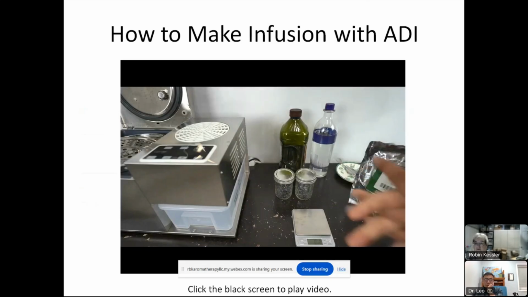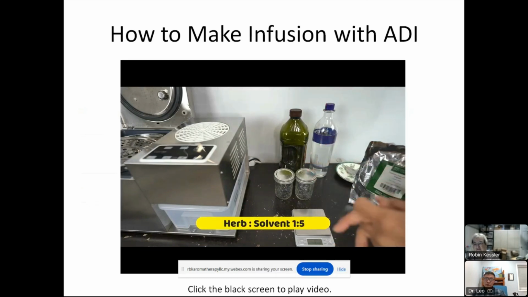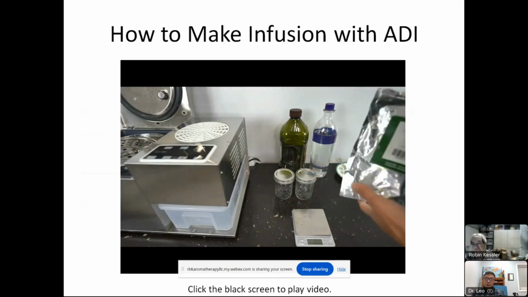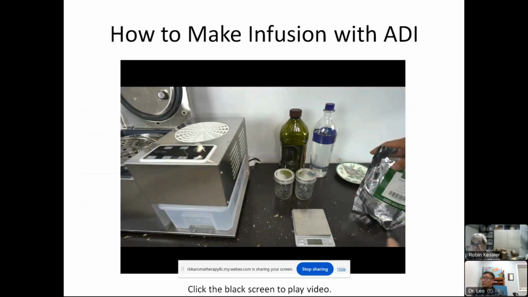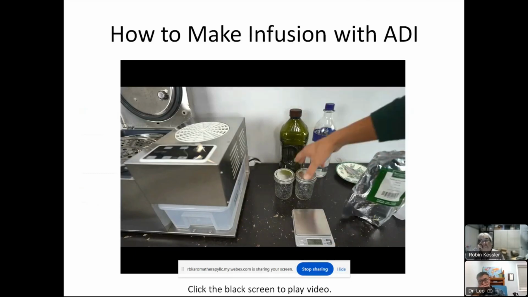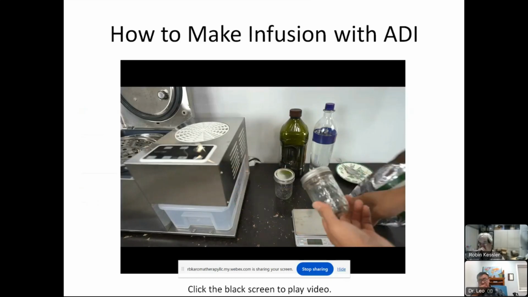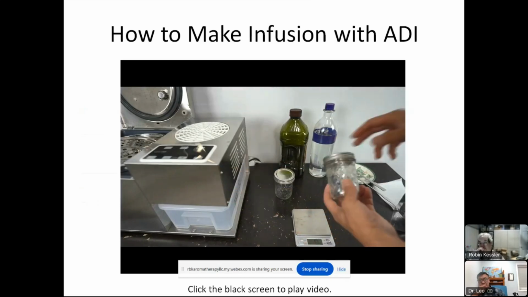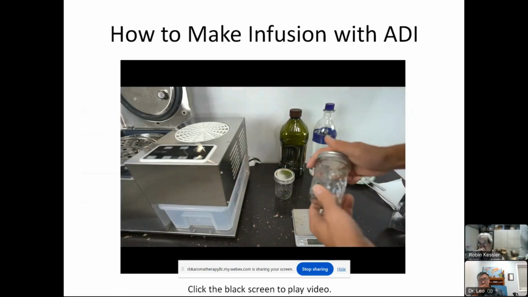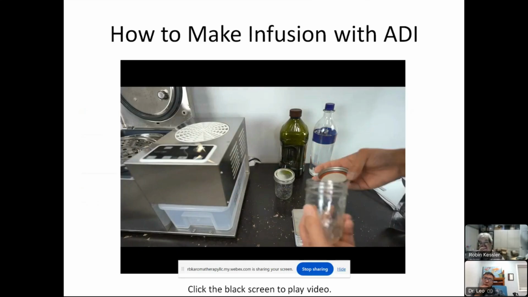So the first question: when we make an infusion, we need to decide the ratio. The general ratio is 1 to 5. When we're using dry material, the ratio is 1 part herb and 5 parts solvent. Solvent can be either oil or alcohol. I'm using the 8-ounce bottle, which is perfect for ADI to fit in. The 8-ounce bottle is about 240 milliliters. I like to use milliliters because that makes it easy to calculate.